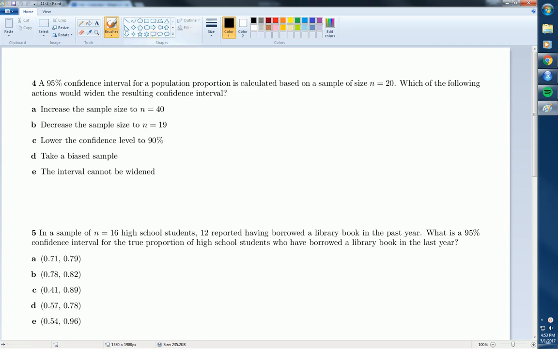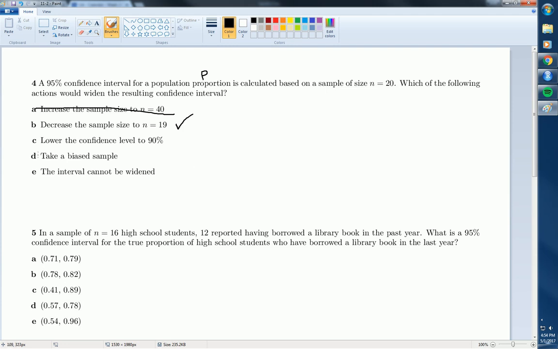In this problem, a 95% confidence interval for a proportion is calculated based on a sample of size 20. Which of the following actions would widen the resulting confidence interval? If we increase the sample size to 40, that would give us a narrower interval because a larger sample size gives us more information with which to estimate the population proportion P. So you can't widen the interval by getting more data. That means you could widen the interval by decreasing the sample size.